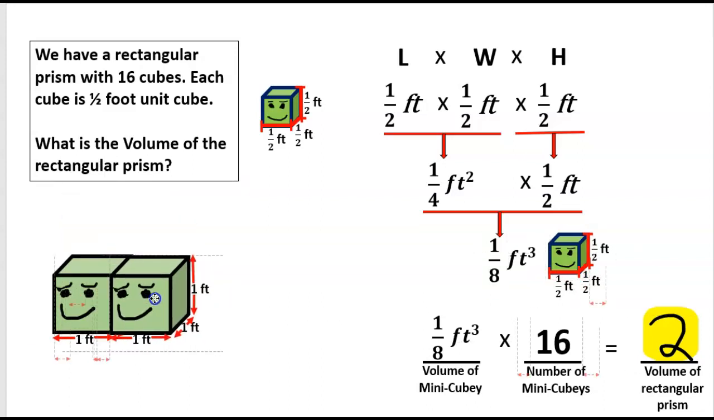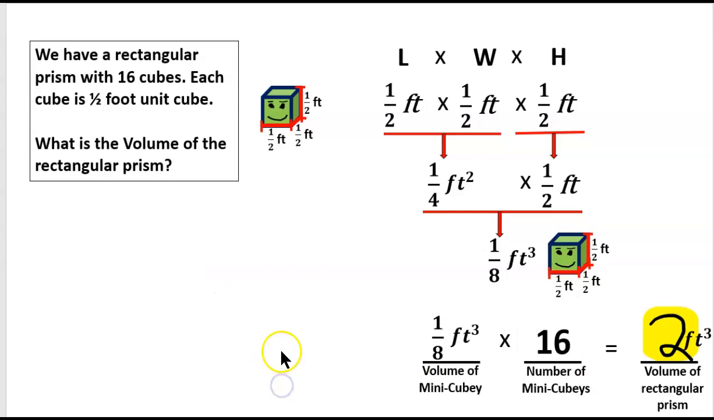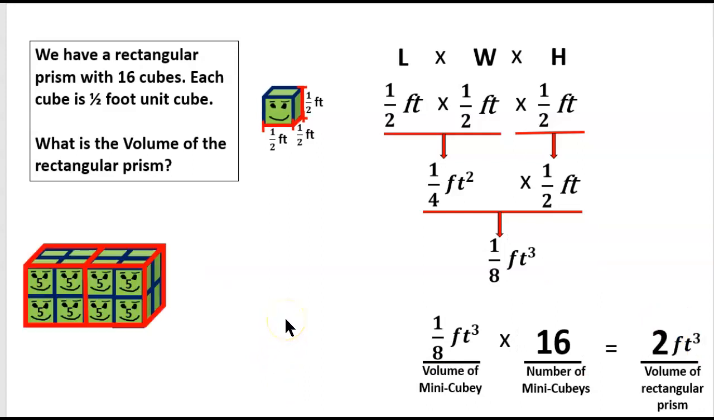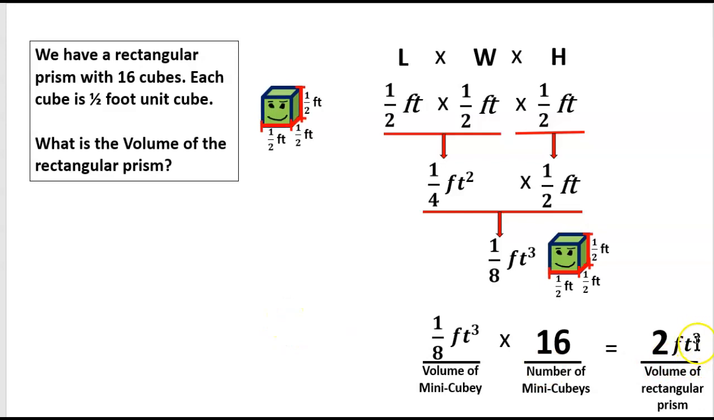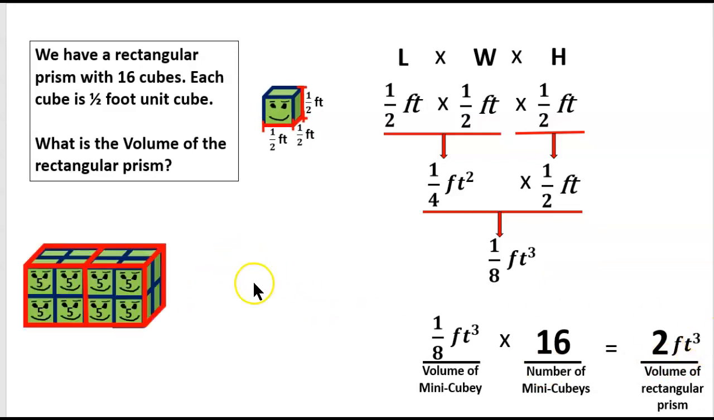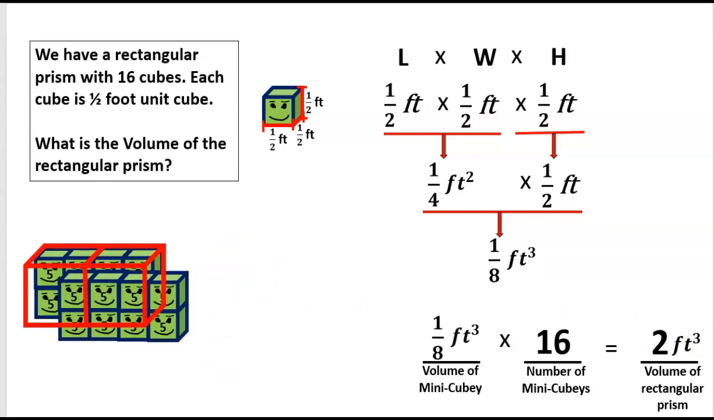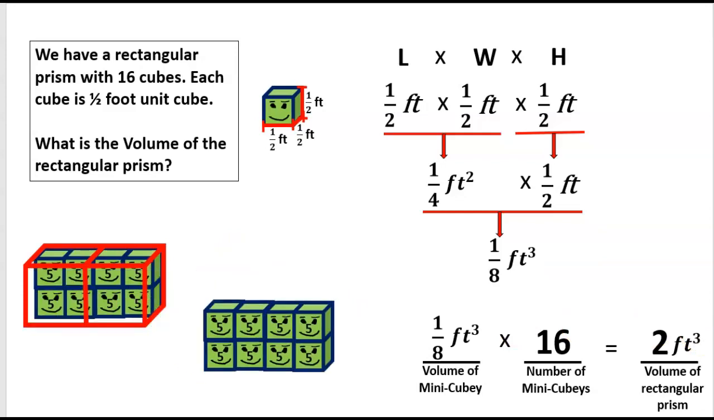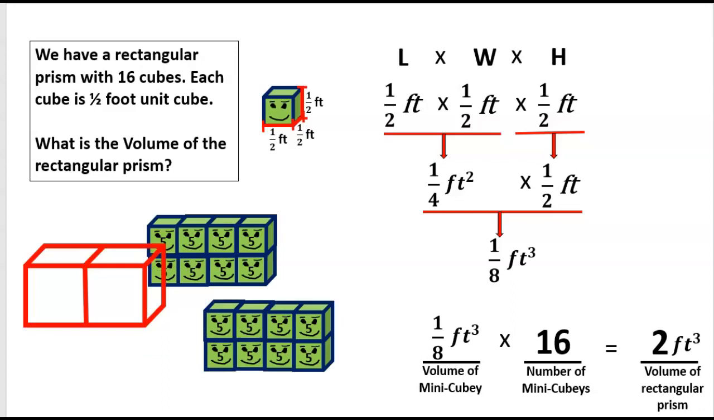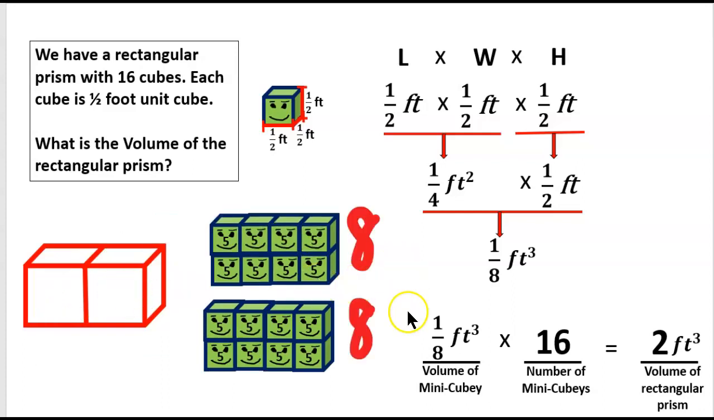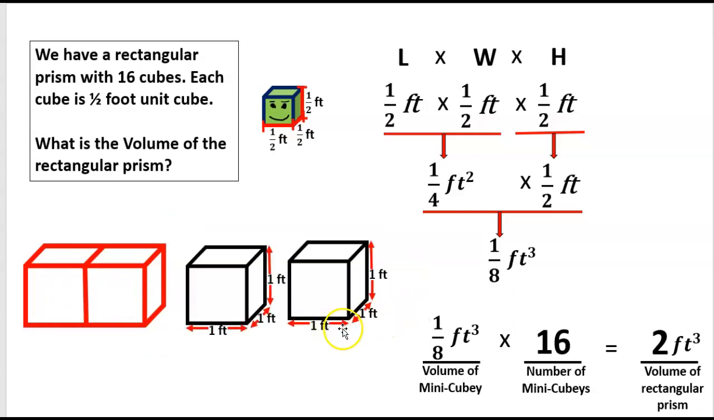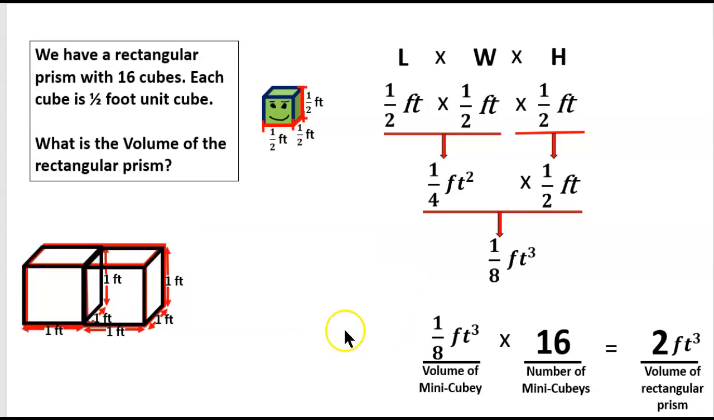I think that's it. By the way, 2 foot cubed. See, it does look like this one. This makes sense, so I'll break it apart for you. 8 mini cubes in the front, 8 mini cubes in the back. These are 2 unit cubes. 8 and 8 is 16. See, we can do it again. 2 unit cubes.